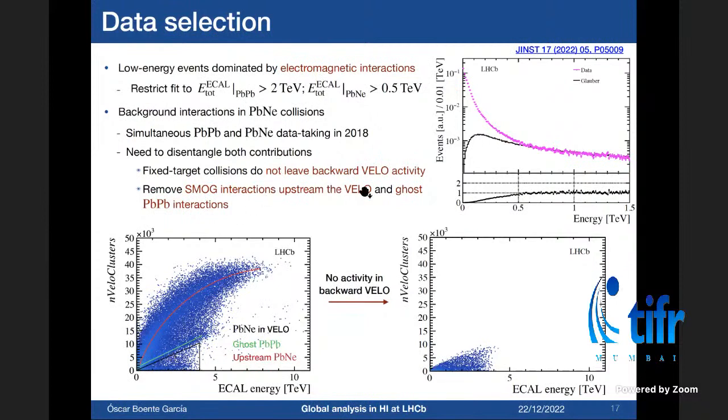Also, we have the possibility of having a collision very upstream of the interaction region, because the gas leaks into the LHC pipe. So the good thing is that we can remove all these contributions just using that all fixed target interactions should not have any backward VELO activity, because all the particles go in the opposite direction. So after applying this cut, you have this cleanup, which is very, very nice.